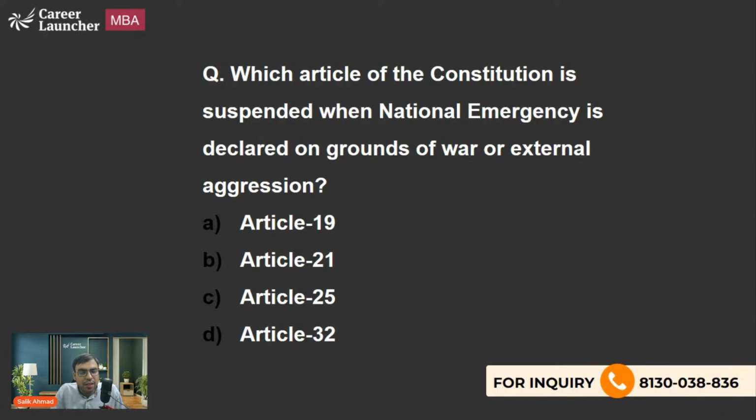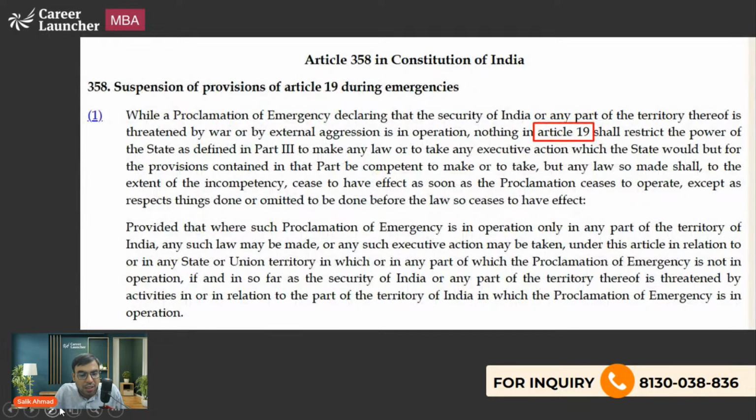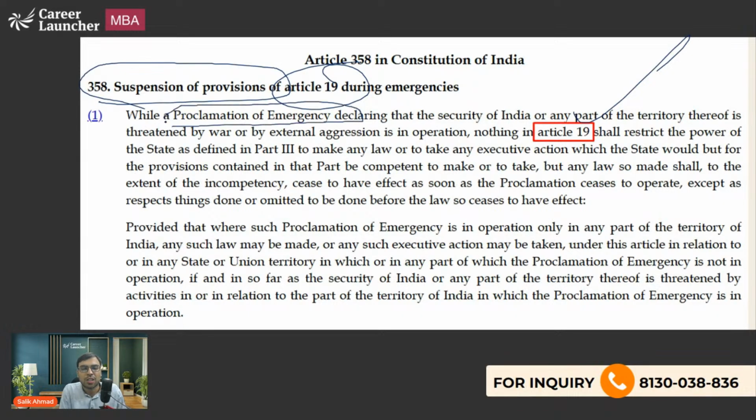Now, the next question: which article of the Indian Constitution is suspended when a national emergency is declared on grounds of war or external aggression? We are talking about external emergency. Whenever an external emergency is declared, by default, this article gets suspended. So what is the right answer? The right answer is Article 19, freedom of speech and expression. This is in case of external emergency, not internal emergency. When you read Article 358, you will see that on proclamation of national emergency due to war or external aggression, Article 19 immediately gets suspended.